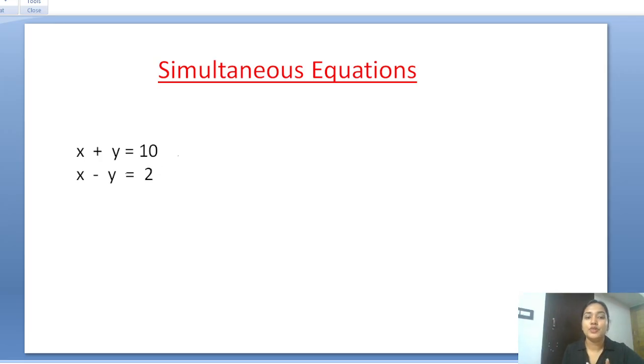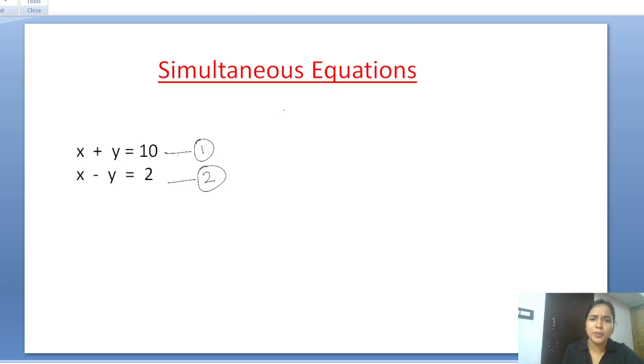Okay, so look at the first equation. I'm going to name it as equation 1 and the second equation as 2. Now look at the first equation, x plus y equal to 10. So what does it mean? Yes, if x and y are numbers, it means the sum is 10. So can you think of any numbers where the sum is 10?